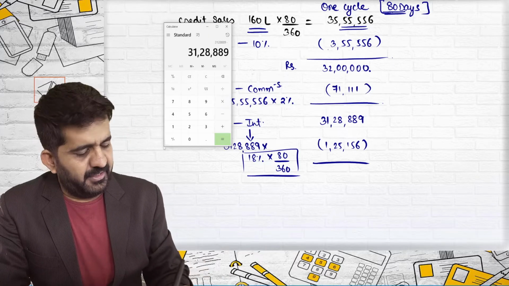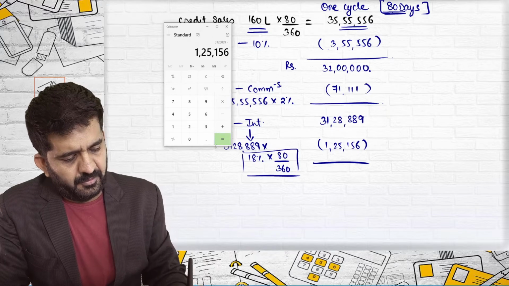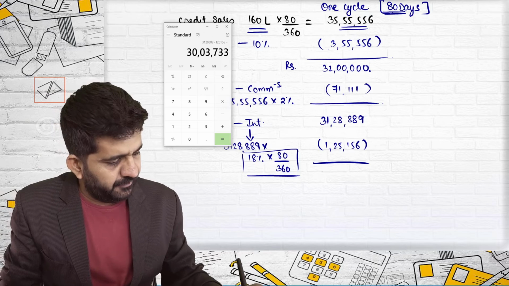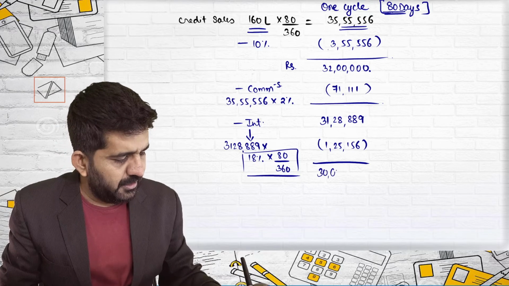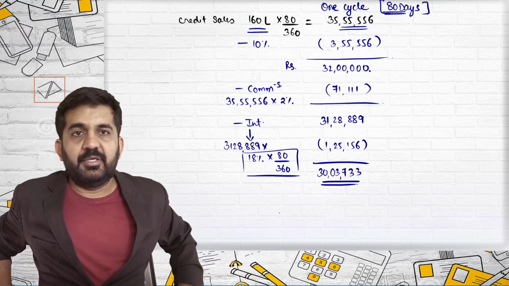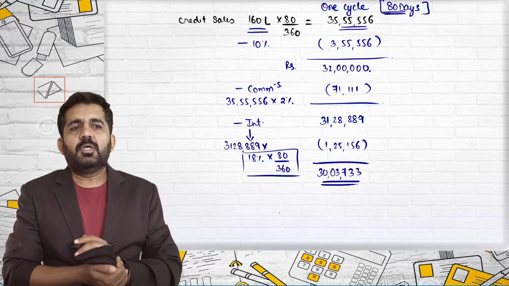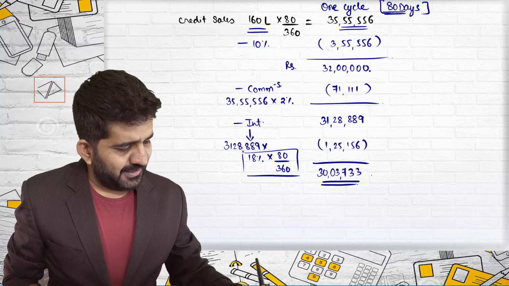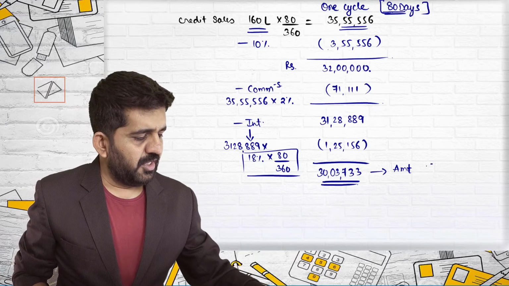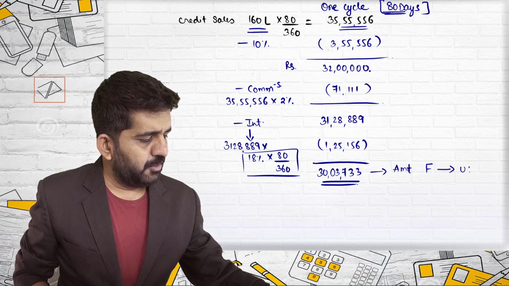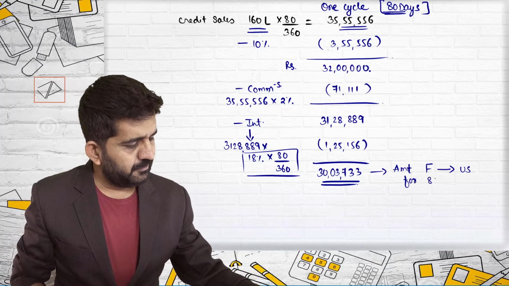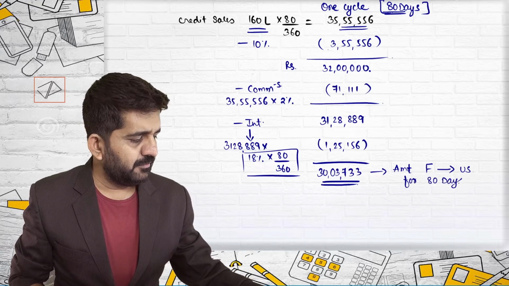31,28,889 minus 125,156, which is 30,03,733. All right. So this is the amount given by the factor to us, and this is for 80 days.